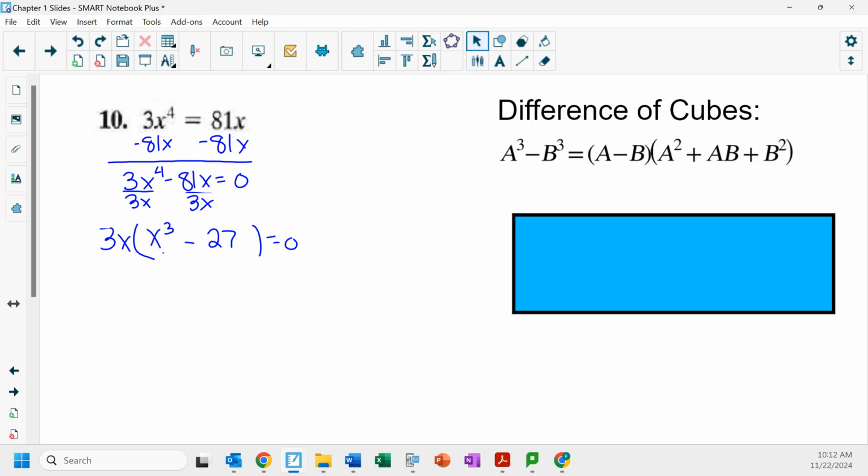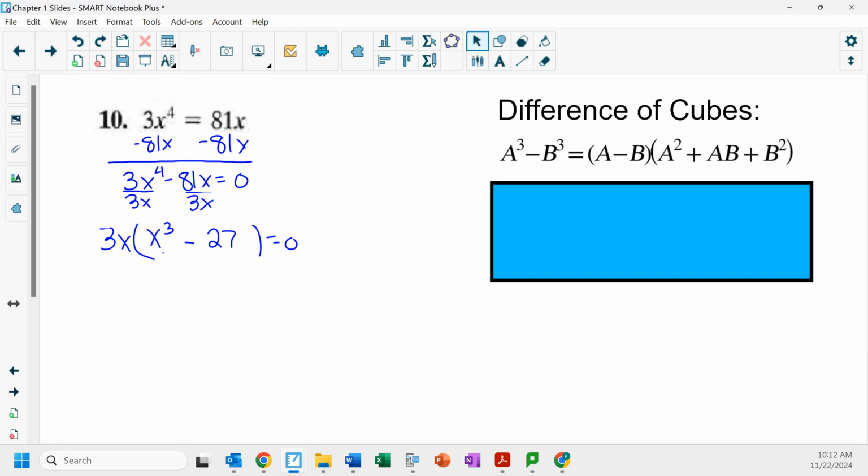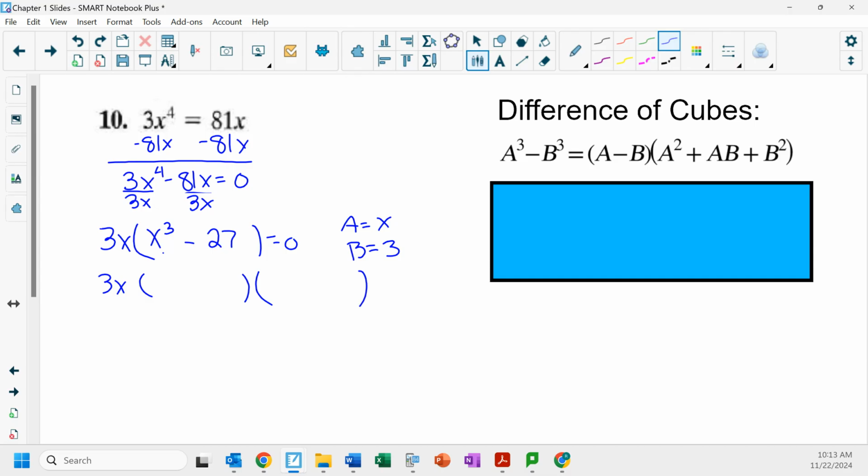Sum and difference of cubes is on your flow chart, the formula, but it's also right here. So remember that a cubed minus b cubed. That a is really x because we're taking the cube root. So our a is really x here, and our b is going to be 3. So the 3x is staying in front. That's the GCF. And then I'm following the difference of cubes formula. So it's a minus b, so x minus 3. And then it's x squared plus ax, so plus 3x, plus b squared, plus 9. Now I can't factor that any further.